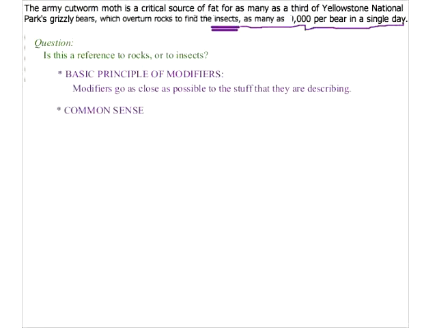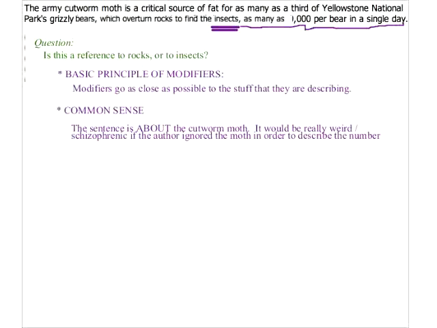I mean, the sentence is about moths. It's about the cutworm moth. It would be really weird and schizophrenic if the author chose to ignore the moth in order to describe the number of rocks that the bear overturns. That just wouldn't make any sense, because sentences have to be about things in a way that makes sense. So this is a sentence about this moth.